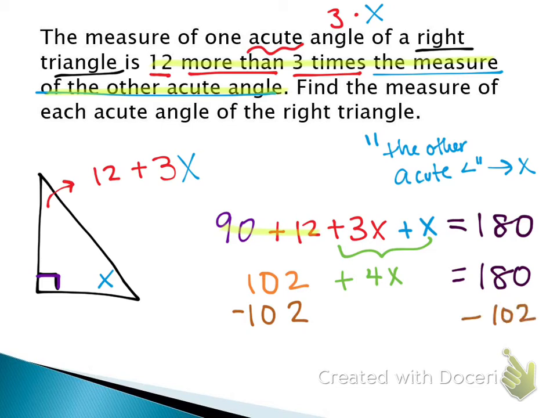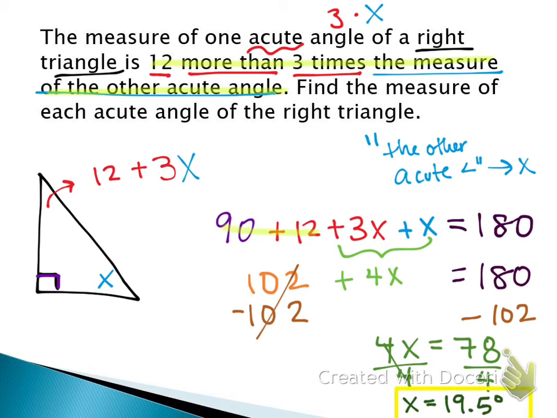Subtract 102. 4x equals 78. And divide by 4. If you're looking at it questioning if you can get a half, you can. What do we get? 19 and a half. 19.5 degrees.